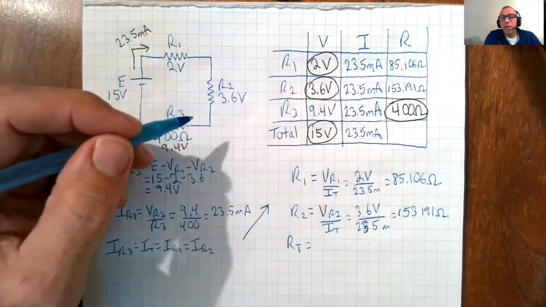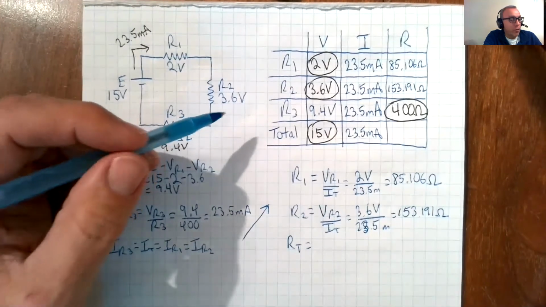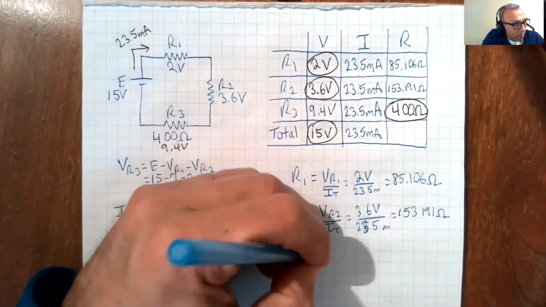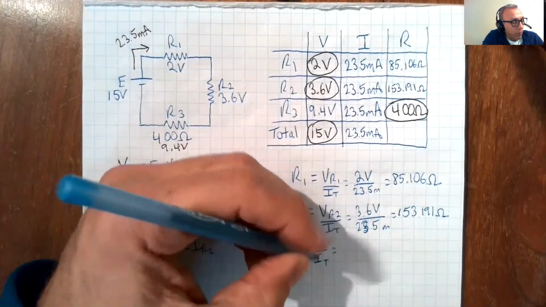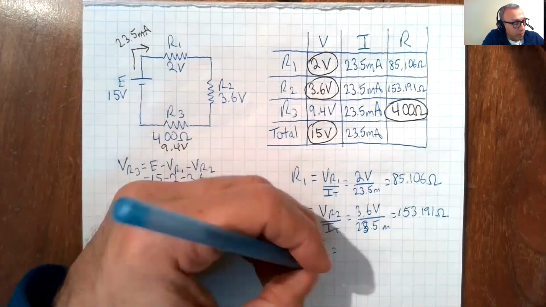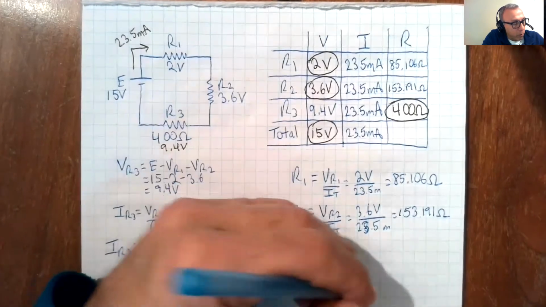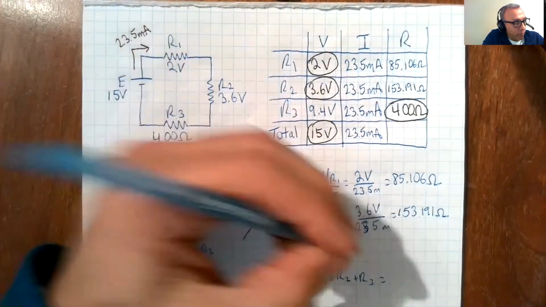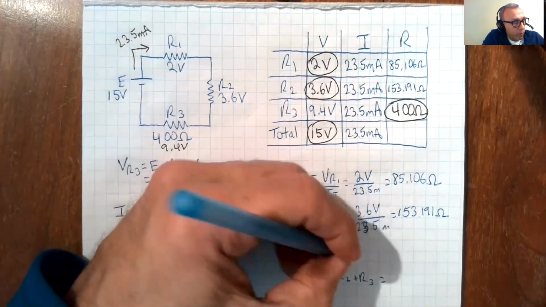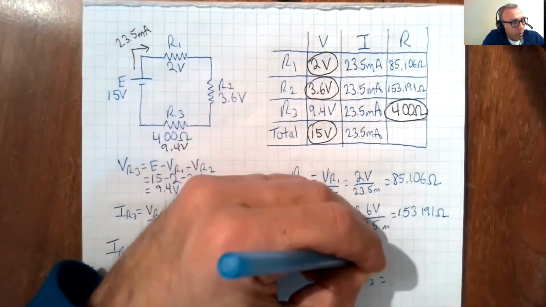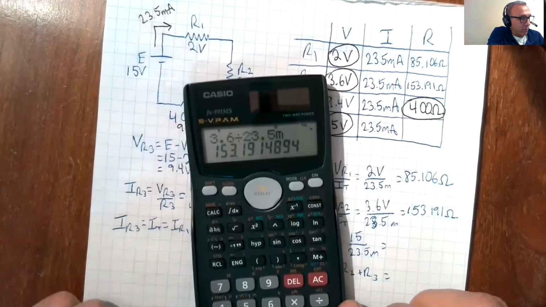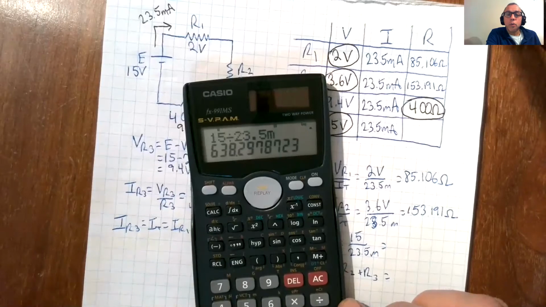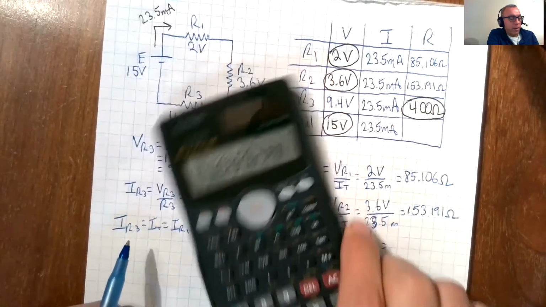And then let's find RT. Now we have 2 ways to find RT. We could say that RT is equal to E over IT using Ohm's law. And we can also say that RT is equal to R1 plus R2 plus R3. So in both cases, we have 15 volts over 23.5 milli, which gives us 15 divided by 23.5 milli. We have 638.298 ohms.